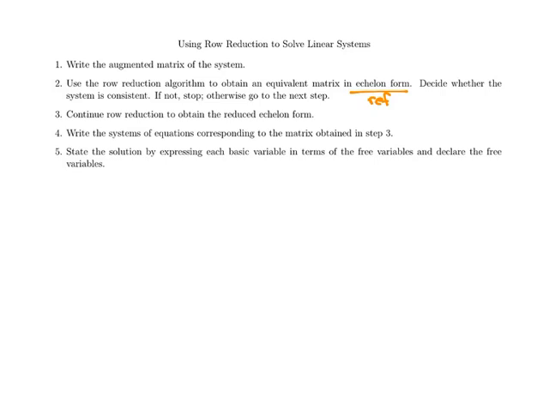But we do have to continue and get to reduced row echelon form to actually solve it. We write the system of equations corresponding to the matrix obtained in step 3. And then we are going to express the basic variables in terms of the free variables and declare the free variables as well. And that gives me a parametric description of the solution. I can plug in any values for those free variables and get a new solution out.